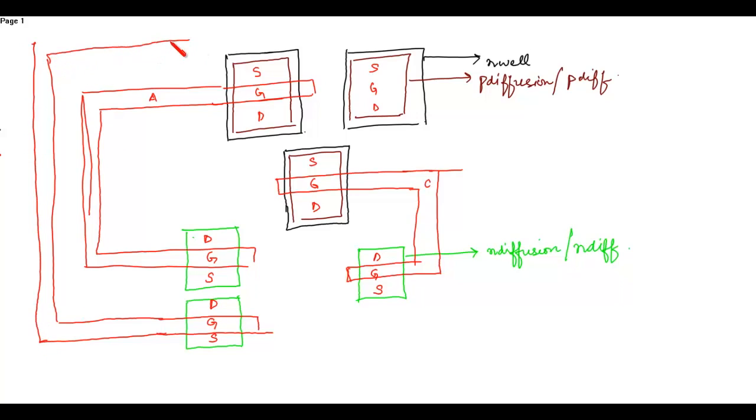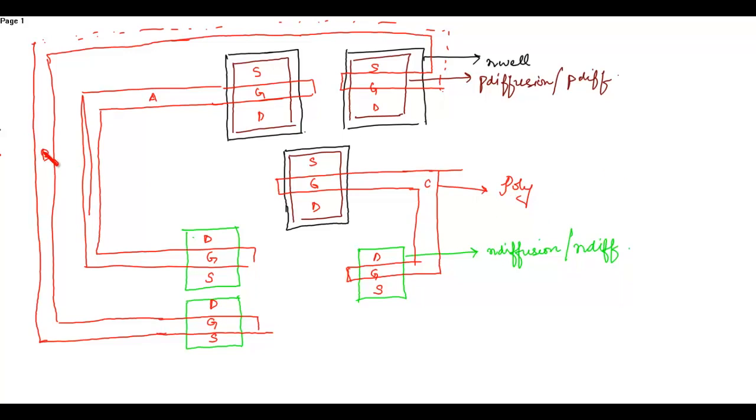Then from here you can connect to this gate. You can understand. Let me draw it with dotted lines. Connect like this. This is your poly layer. This is your second input B.